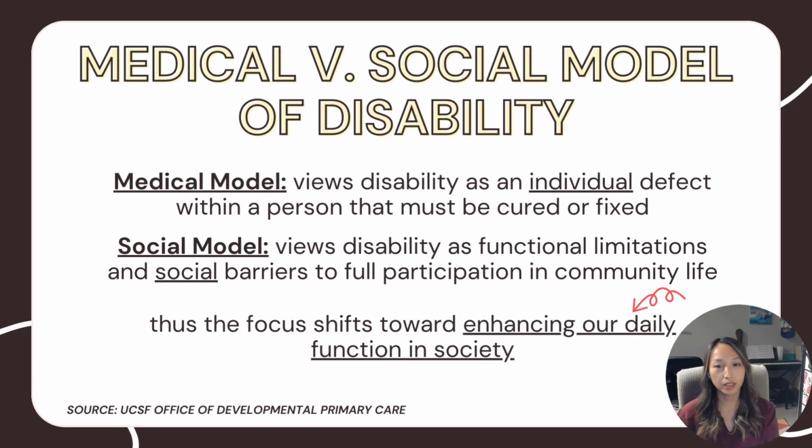And I felt like it was really important for me to mention here about the medical versus the social model of disability. So the medical model is one that views disability as an individual defect within a person that must be cured or fixed, whereas the social model views disability as functional limitations and social barriers to full participation in community life. And now, why is it important to even discuss this or bring it up?